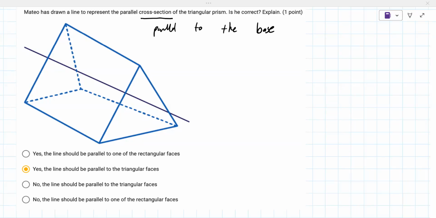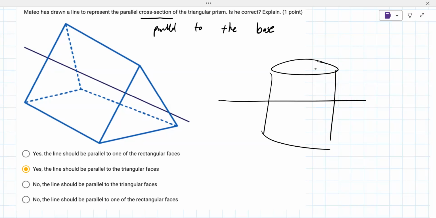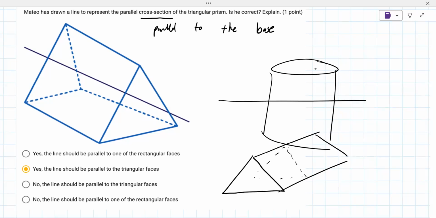Yeah, so in this case, parallel to the base, like the soup can, when you cut it parallel to the top and the bottom. If it's a triangular prism, when you cut it, it better be a triangle. So the line should be parallel to the triangular faces like you have there. That's correct. Got it.